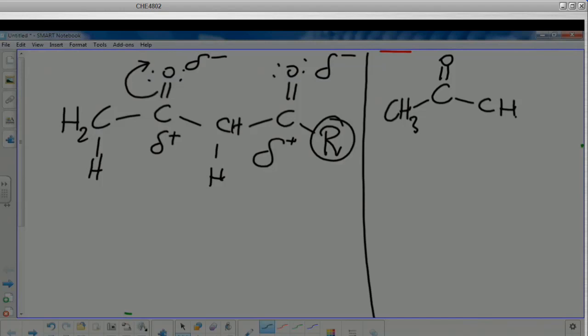CH3, C, CH3. The functional group here is the carbonyl group. That's the functional group, we agree. So any carbon next to the carbonyl group is alpha. We'll have two alphas, we agree. It's alpha, number one: alpha, beta, gamma, delta, omega, and so on.